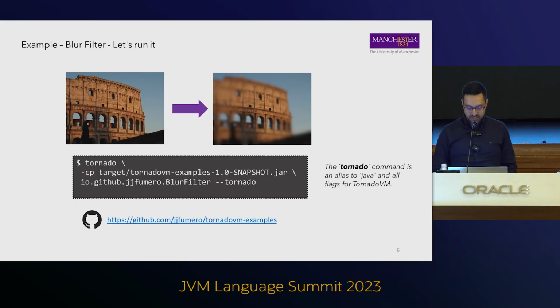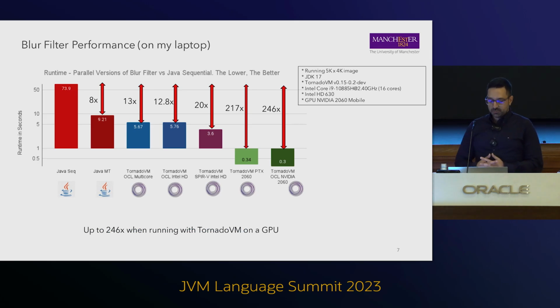Let's go back to the presentation. So what do you expect? If I compare against Java sequential, you may think, why do you compare with Java sequential? Well, I will explain the programming model later on, but essentially what the user does is annotate sequential code. So that's why I compare it with Java sequential.